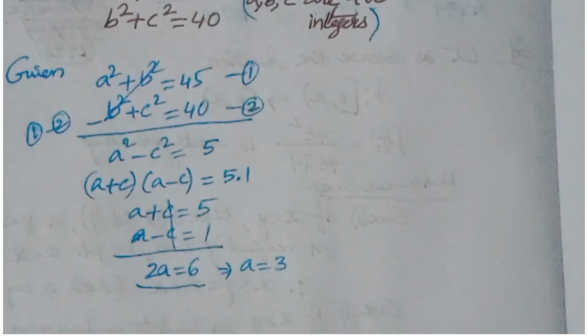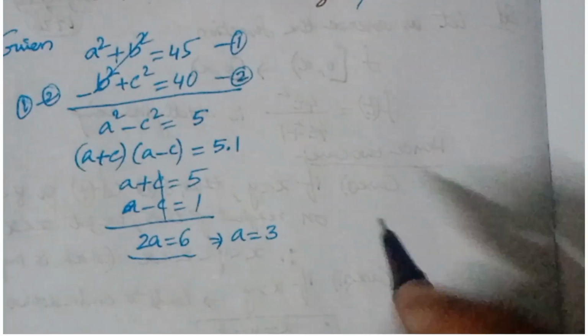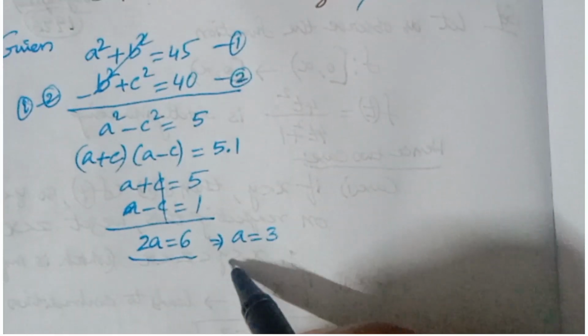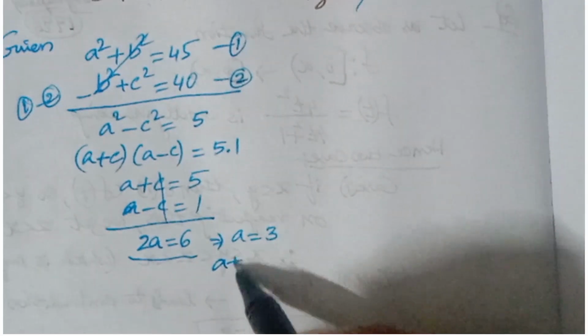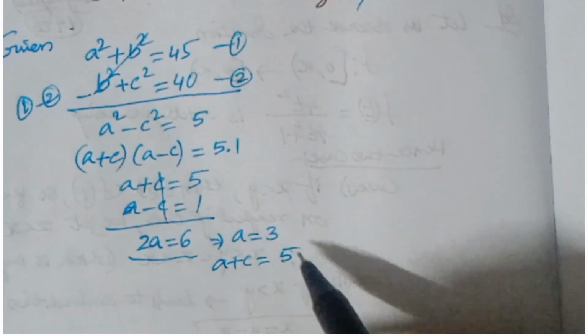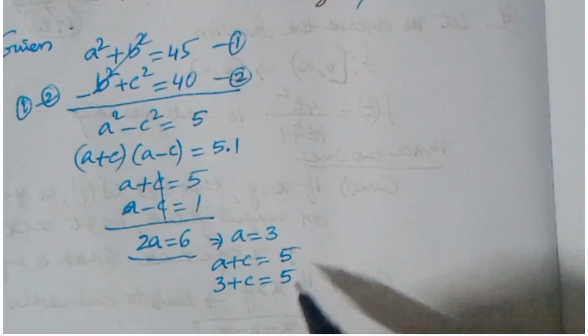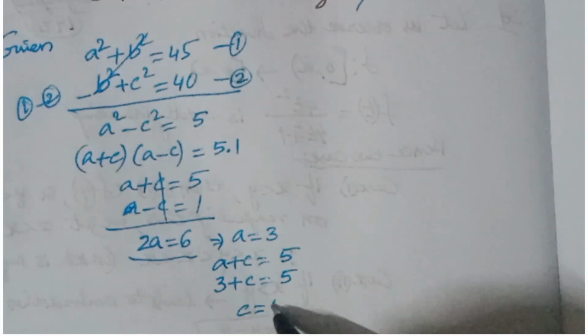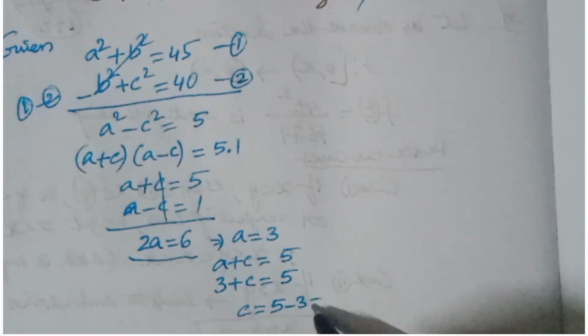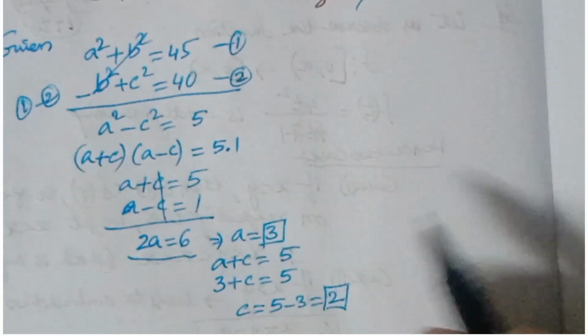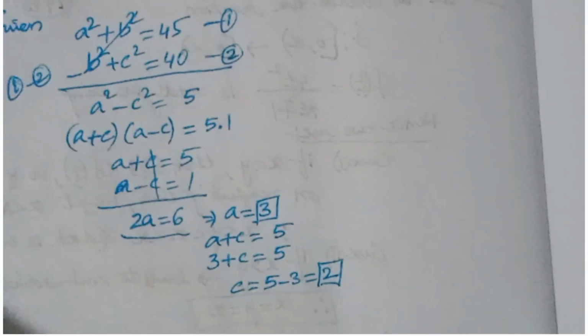So here if a value is 3, from here only you can get c value. A plus c is equal to 5. So here 3 plus c is equal to 5. C is equal to 5 minus 3, we will get 2. So here you got A value 3, C value 2.